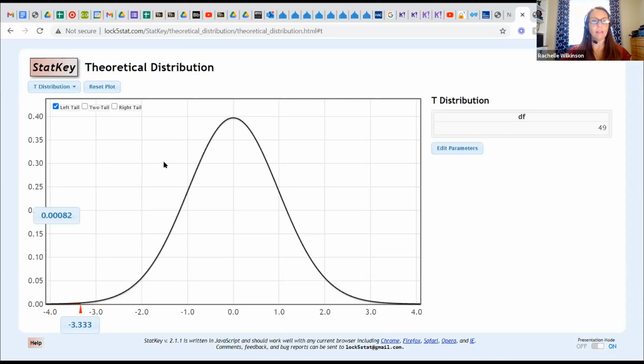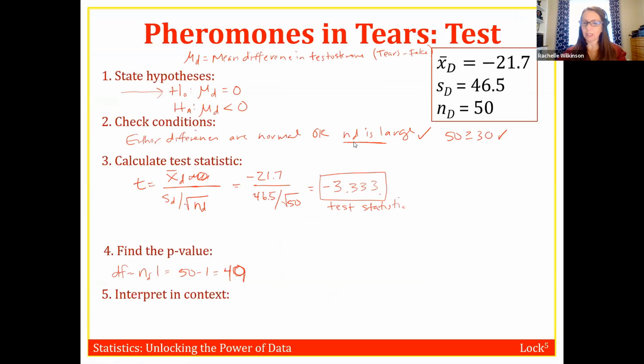Once I do that, the floating box here is my p-value. So 0.00082 is my p-value. I'm going to come back and write that down here. My p-value equals 0.00082. Okay, so 0.00082, that's really, really, really low, right?